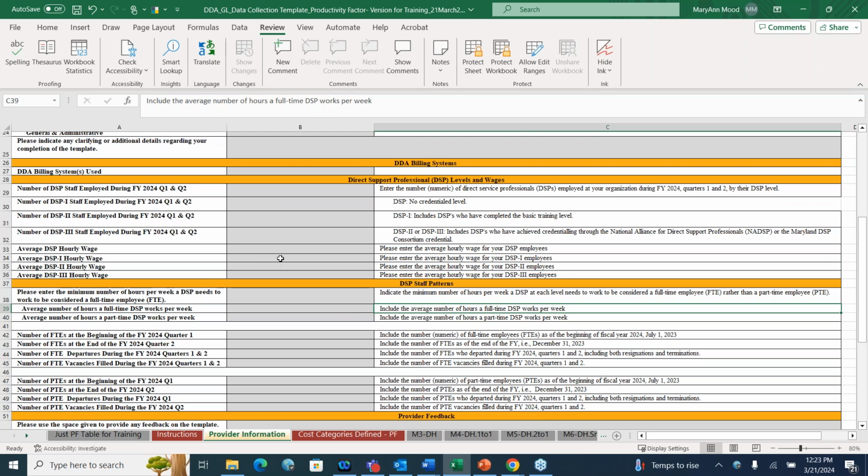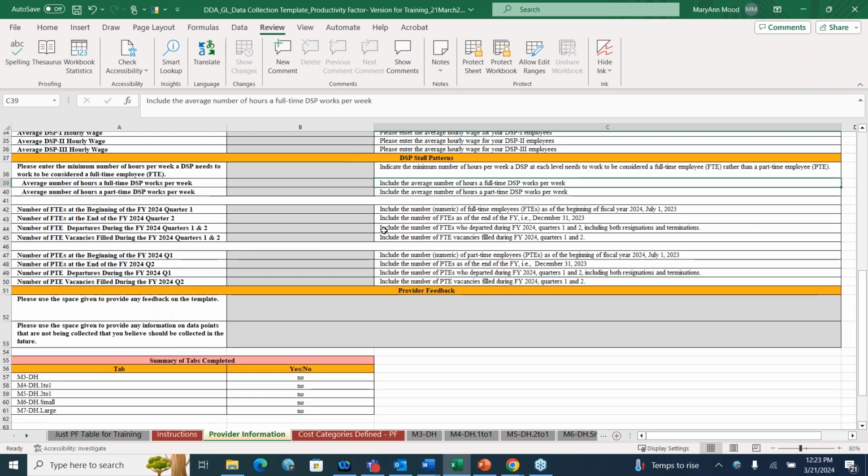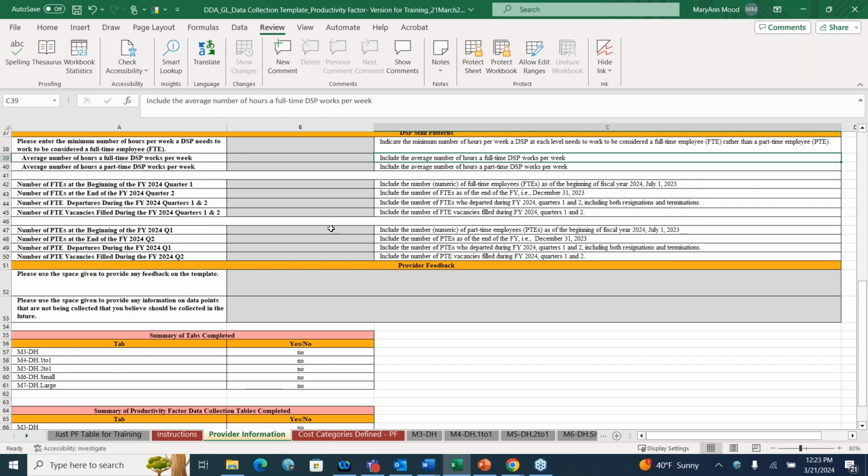Then we ask for the average DSP hourly wage. And again, if you have them broken out by levels and there's different hourly wages, we are looking for that information. And then we also want to know some information about your staffing patterns, your average number of hours that you consider full-time at your organization for your DSPs, as well as the part-time hours and what those average number of hours are. And then also the number of full-time employees and part-time employees at the beginning and end of each of the fiscal quarters that we're looking at.